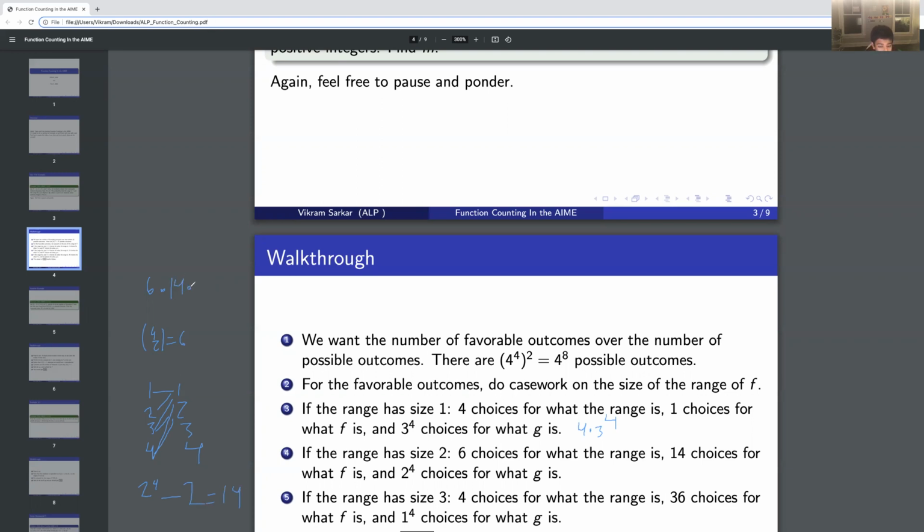And 1 to the 4 shows for what G is. No, 2 to the 4. I keep on reading this. Never mind, because it's like the bottommost thing. And 2 to the 4 choices for what G is.